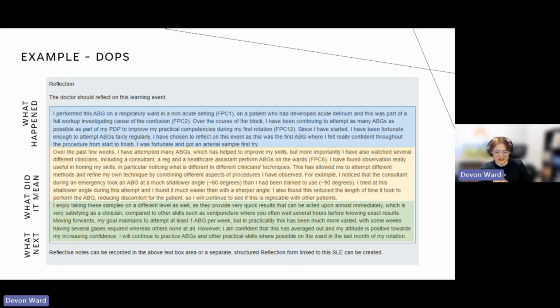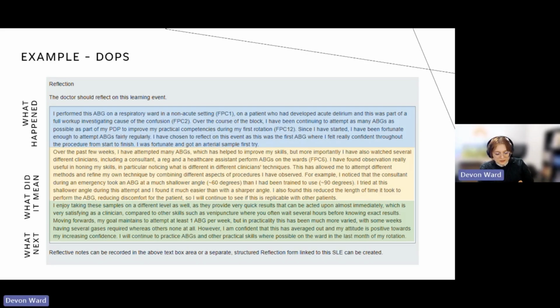And it shows here something that I changed in my practice, and what it meant about the angle that I was using for an ABG needle. And then I've put in my what next. And this time I put about specific practice requirements. I was on a respiratory ward. One ABG per week was very doable. And so that's what I did.